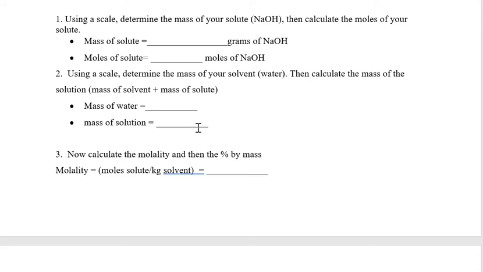Next thing we're going to want to do is calculate the molality and then the percent by mass of our solution. But before we get to calculate that, we're going to mix the two together. And let me mention something about that. Okay, so we're going to bring the sodium hydroxide into solution.